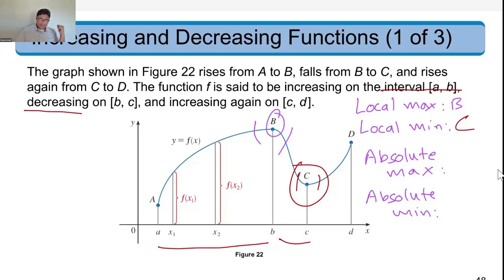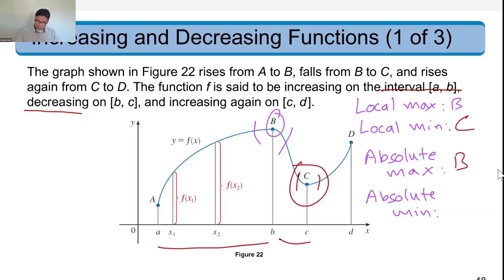But what is absolute max? Absolute max is in the whole graph. Right? In the entire graph, B is max. Right? B will be absolute max, in the entire graph.